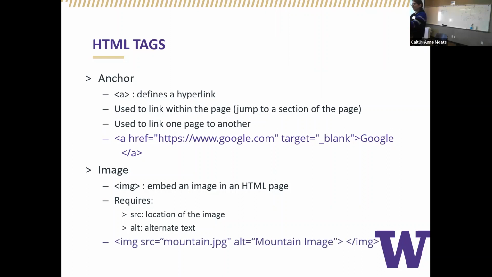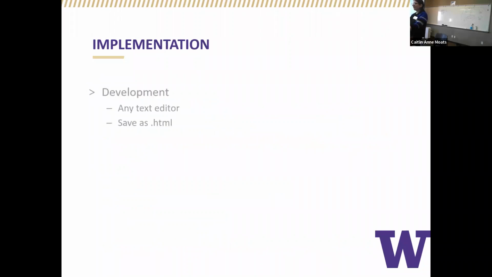So this is how our code would look for the image tag. If there is an image called mountain image, src equals mountain.jpg will tell you the location of the image, and the alternate text would give the mountain image. If, for example, the image fails to load, we will have something to display on the UI, for a good user experience.